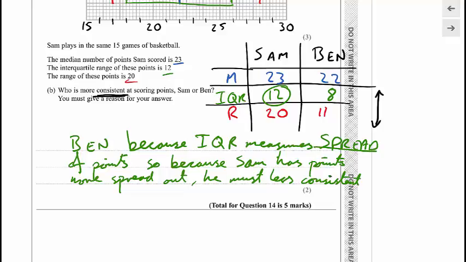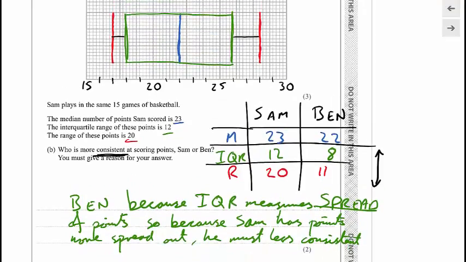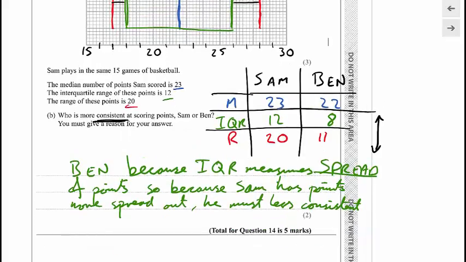All right, but equally we could have done the same thing for the range. Sam scores more points overall if you look at the whole range. He has a range of 20, whereas Ben only has a range of 11, which means Ben has a much tighter range. So his range of points is much less. He's more around the same value. Whereas if this was more spread out, his spread of points would be more all over the place. So you could use the same thing for range.